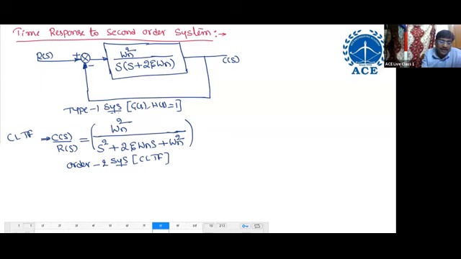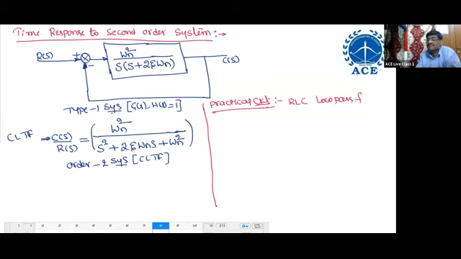Practical circuit, anybody? The practical circuit for a second order system is the RLC low pass filter. RLC low pass filter. Draw the RLC low pass filter.